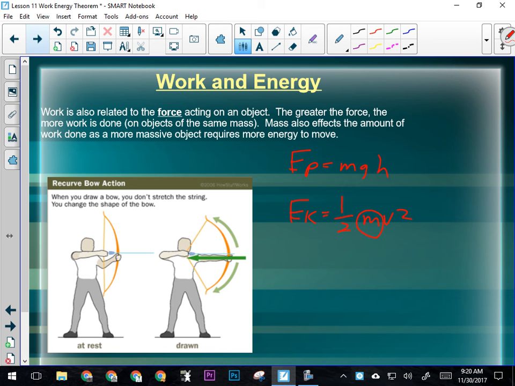Okay, so mass is important when it comes to work and energy. It's really, really important because the more mass you have, the more work will have to be done to stop you, or the more work will have to be done to get you going. This is why I like to drive a truck.